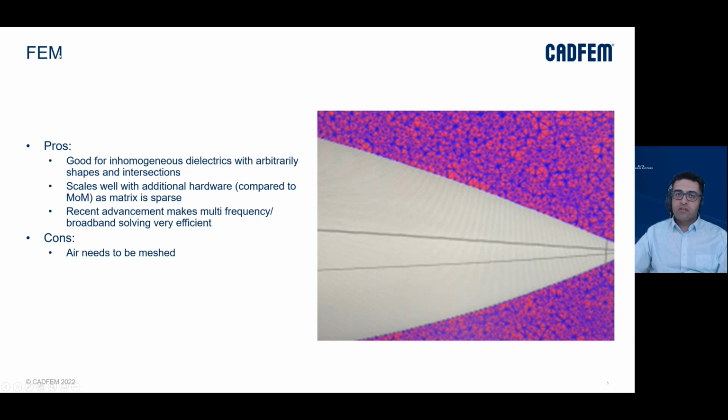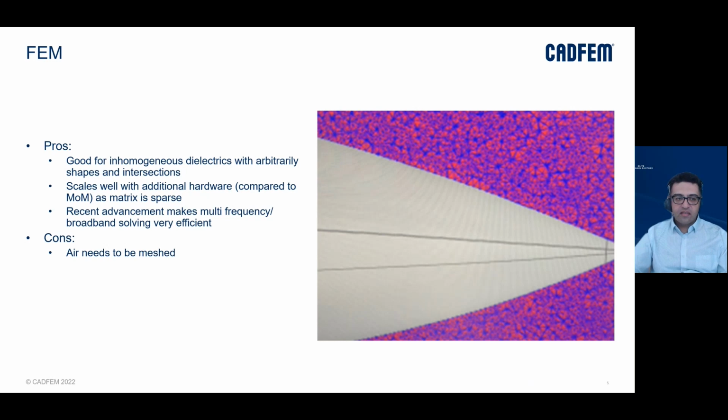I'll start with FEM because I'm doing this presentation from the HFSS point of view. FEM is the default solver in HFSS. The pros: it's good for inhomogeneous dielectrics with any shape and any intersection. Regardless of what complexity that is, that's no problem at all for FEM. It scales very well with additional hardware compared to method of moments. So if you have 20 cores, you have a certain performance, and then if you have 40 cores, the performance doubles. That really plays very well with the hardware because the matrix is sparse, whereas in method of moments, the matrix is dense.